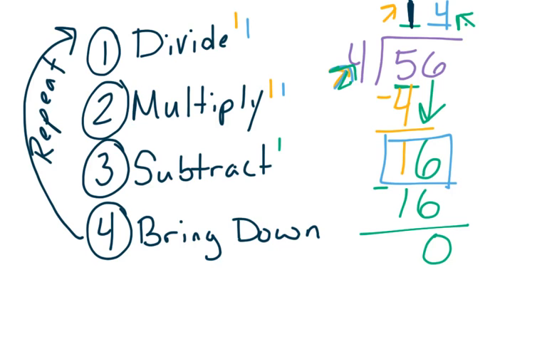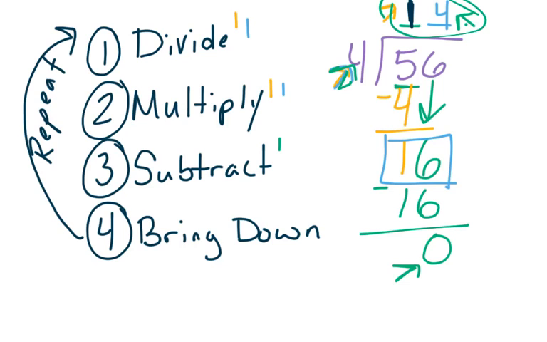I look at my fourth step, that's bring down. I don't have anything else to bring down. I look at what I have down here after I subtracted. It's a 0. That's a good sign. What I have left needs to be less than my divisor. So my quotient is 14. 4 steps that we have to follow, and then we repeat them.